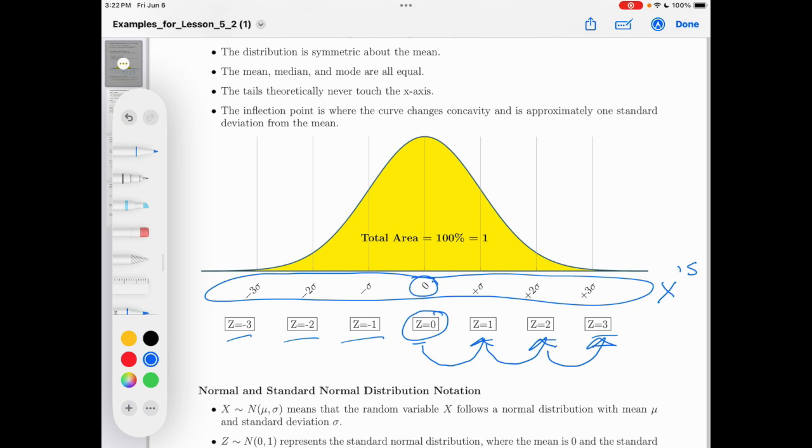Now, we do the same thing in the opposite direction, but we call that -1 so that that negative indicates we're on the left side of 0. So when I go out 1 standard deviation to the left, that's z is equal to -1. When I go out 2 standard deviations to the left, that's z is equal to -2. And when I go out 3 standard deviations to the left, that's z is equal to -3.